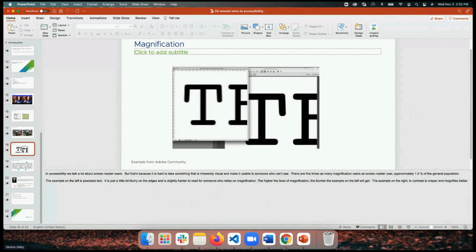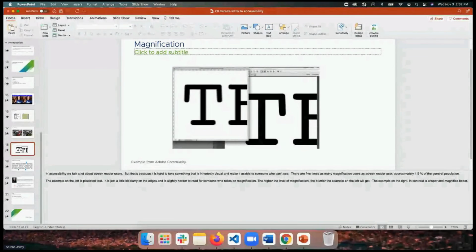So there are 5 times as many magnification users as screen reader users. So about 0.3% of the population use screen readers. And that means they're completely blind and they're relying on sound to tell them what the page says. But 1.5% of people use magnification. If you've ever used pinch to zoom, congratulations, you've used assistive technology.